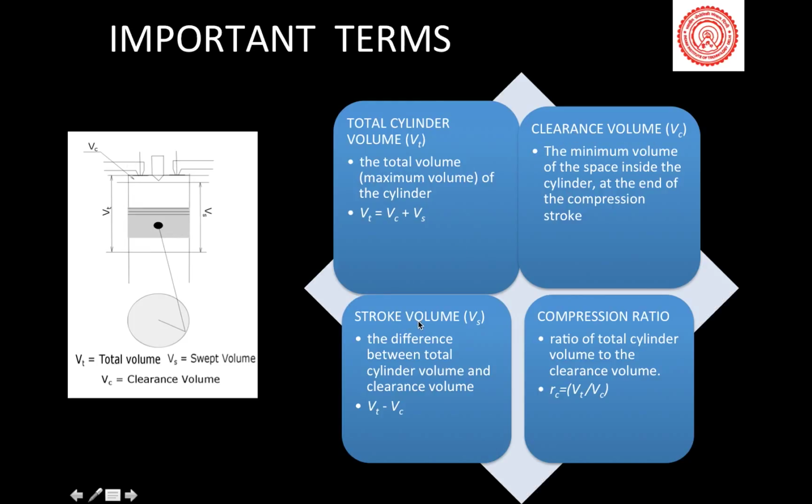But what exactly are these? The stroke volume is the volume that is swept by the piston and represented by Vs. Clearance volume is that small amount of volume that is not swept by the piston, or also defined as the minimum volume of the space inside the cylinder at the end of the compression stroke, and their sum is the total volume. Another important term is the compression ratio. But what is it defined as? It is the ratio of the total cylinder volume to the clearance volume, that is Vt upon Vc.